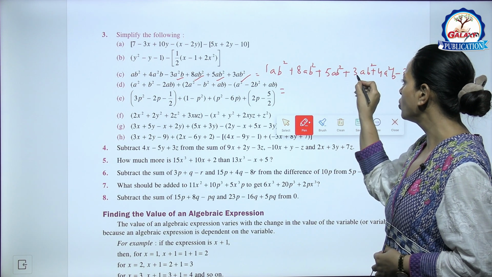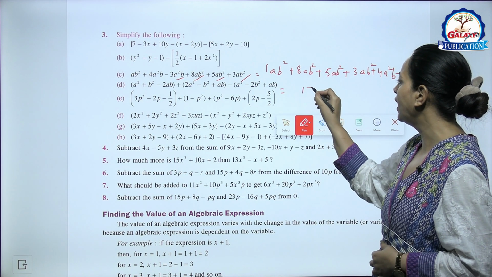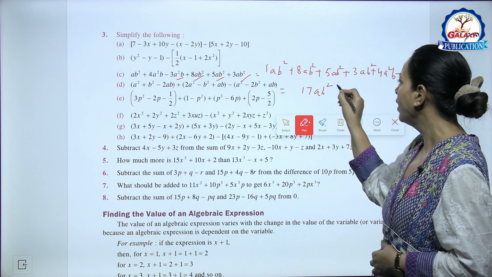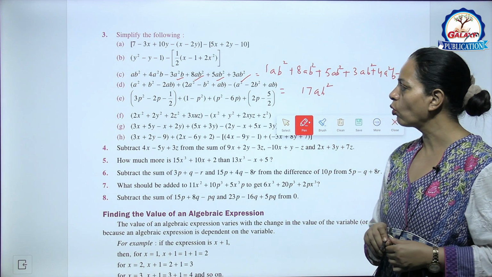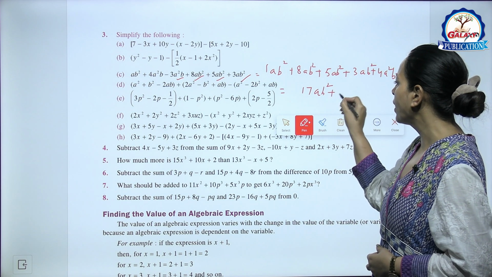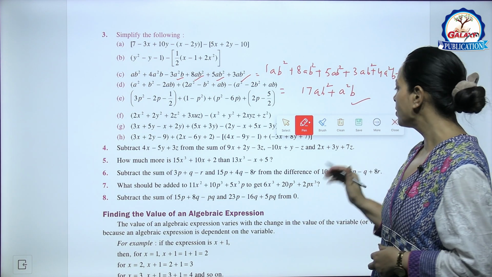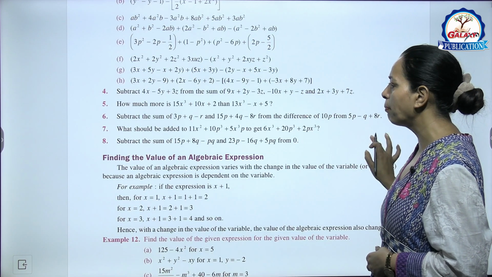This is 14 and 3, that is 17ab square. Okay, and here 4a square b minus 3a square b, that is plus 1a square b. So this is the answer. Similarly, you can try the remaining parts.